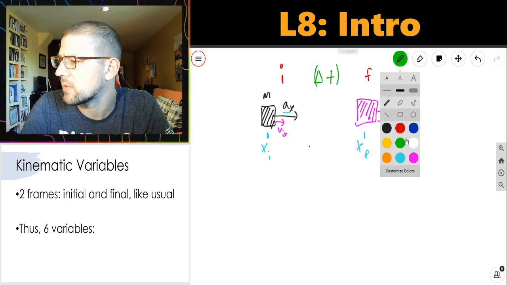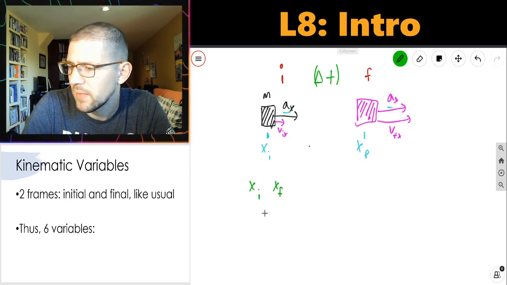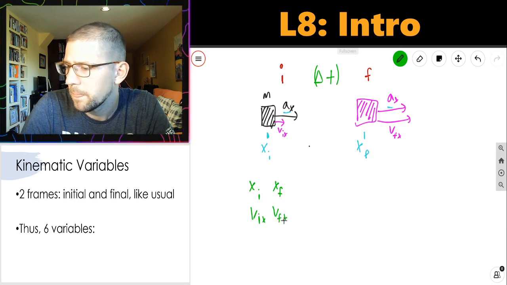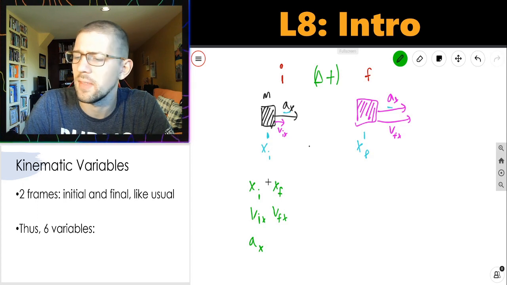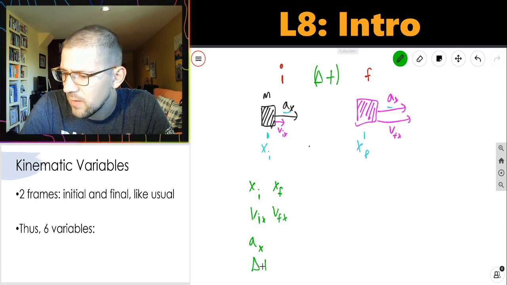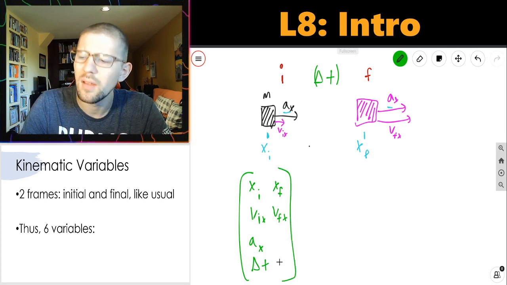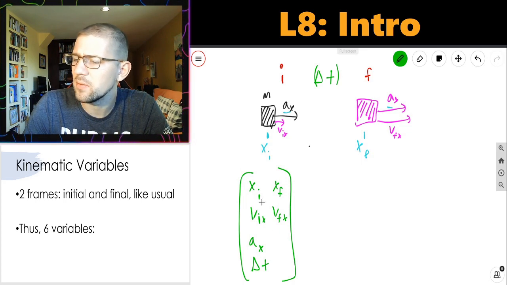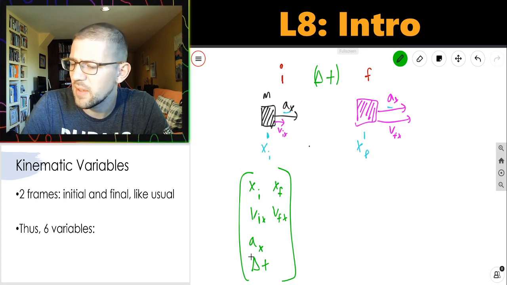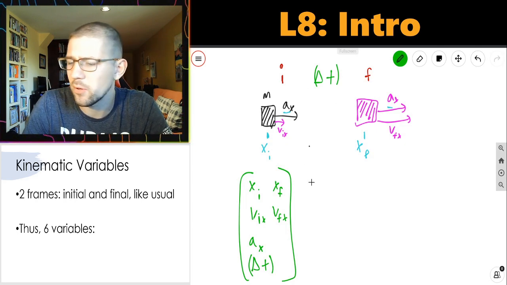So our 6 variables that we'll be interested in are positions, velocities, the acceleration along a given component, along, say, the x direction, and the amount of time between frames. So these are my 6 variables of interest. Okay, so all of these values can be negative except for change in time. So change in time will always be final minus initial and time goes forward.